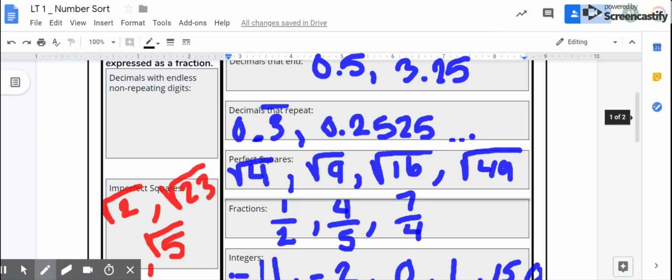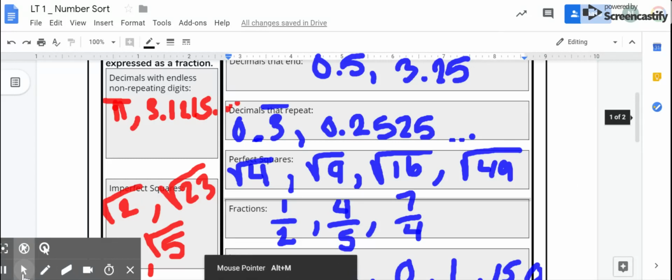Now, we also have decimals with endless non-repeating digits. So I want a decimal that doesn't end and doesn't repeat. There's actually a very common number we use in geometry, which is pi. Pi is a non-repeating, non-terminating decimal. I'm going to give you an example. 3.1215, and it keeps going. There is nothing repeating in that, right? It's 3.1215. So therefore, it would be irrational.